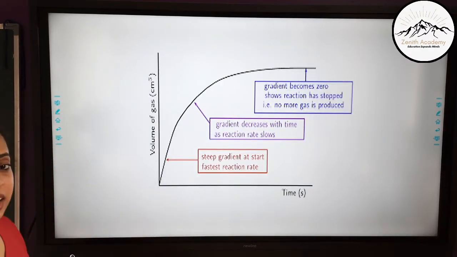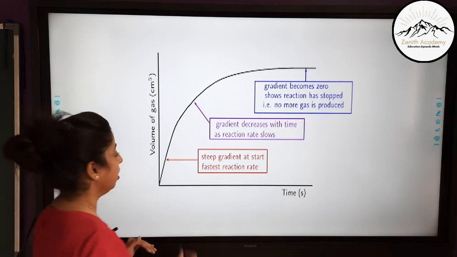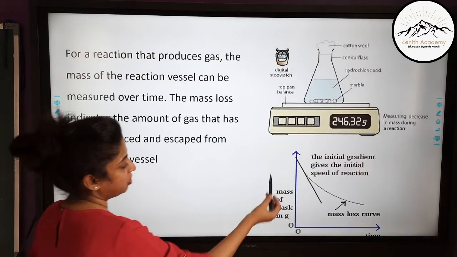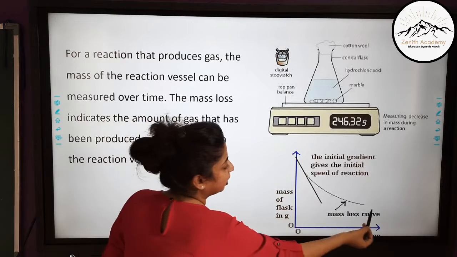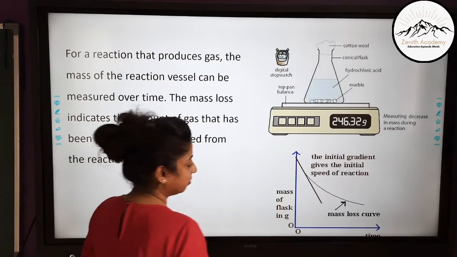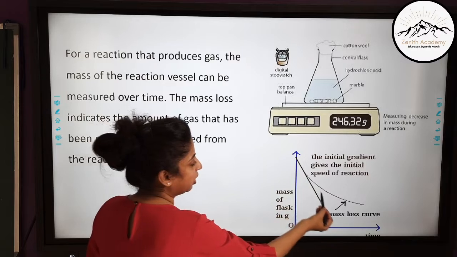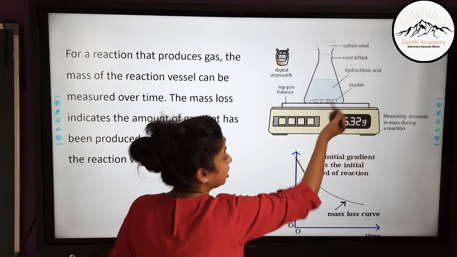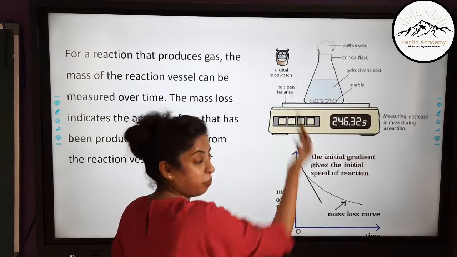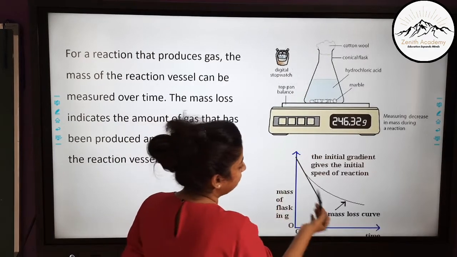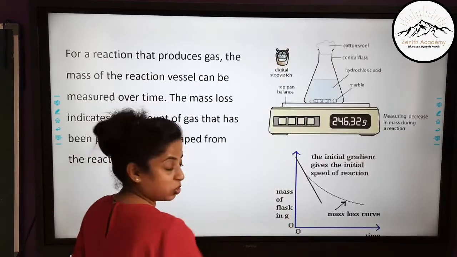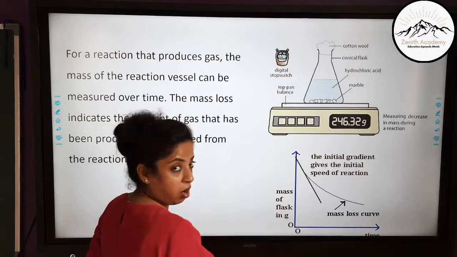So if you see the graph here in this case, it is like this. In our previous graph, the mass of the reactant was reducing, that is why the graph was like this. The mass of the flask was reducing because the reactant was being used up in the formation of product. So we are getting this type of graph. That is why it was known as the mass loss curve.